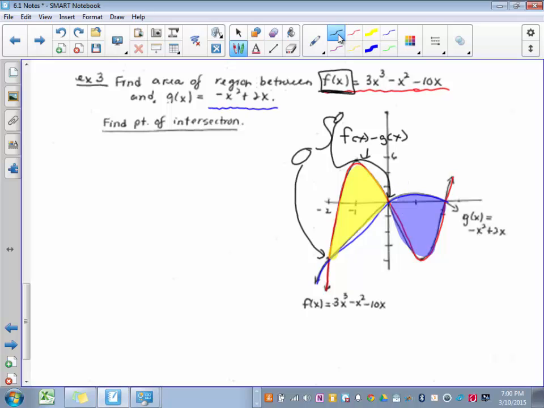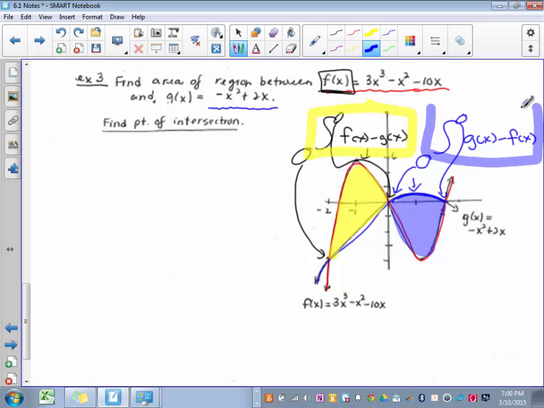And then this blue function is going to be another integral. Now, because the g function is on top, see how the g function is on top? It's going to be g of x minus f of x, because the f of x is below, integrated from this x value to this x value right there. Okay? So that's what we're going to be doing. We're going to put this all together. Once we put it all together, we're going to take this integral right here and add it to this integral right here, with the addition sign.